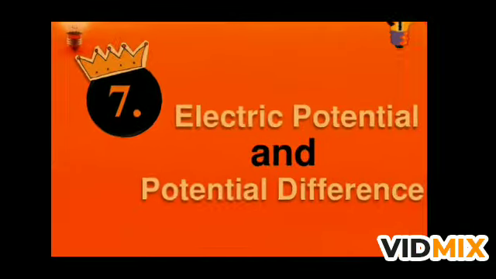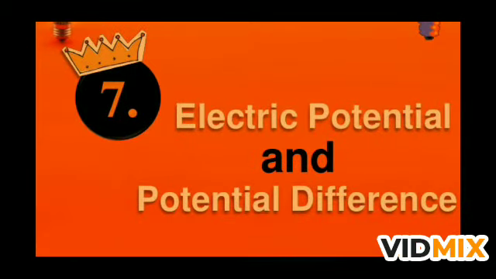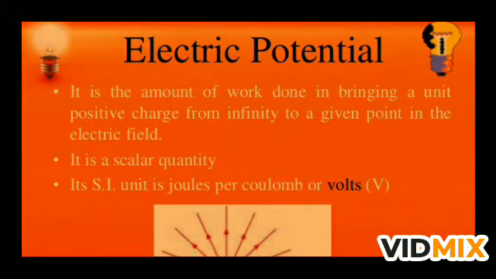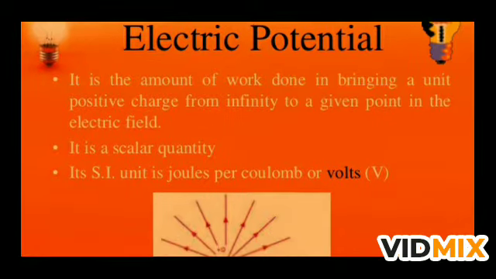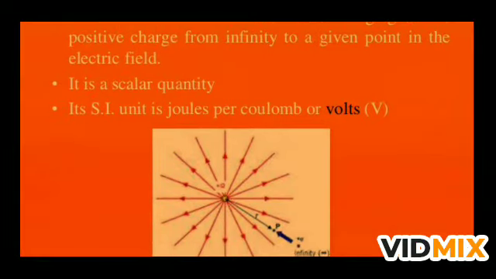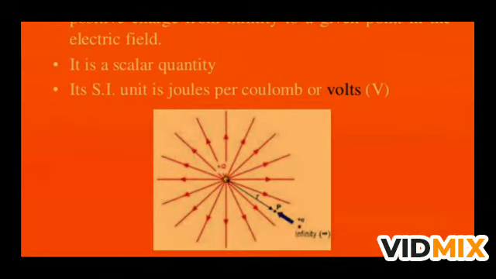Now electric potential and potential difference. What is electric potential and potential difference? Electric potential is the amount of work done in bringing a unit positive charge from infinity to a given point in the electric field, and it is a scalar quantity. Its SI unit is joule per coulomb, or simply we can say volt, and the symbol is capital V.